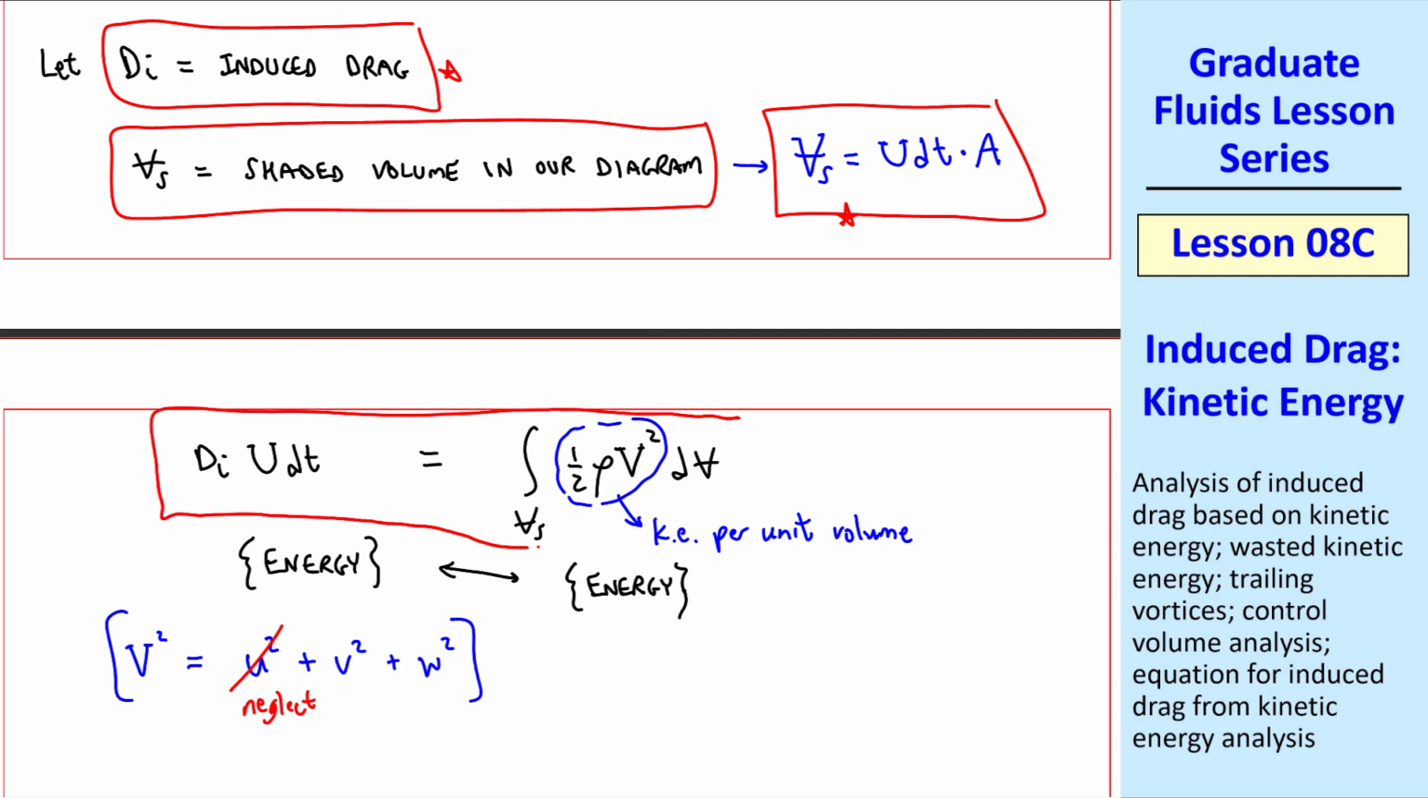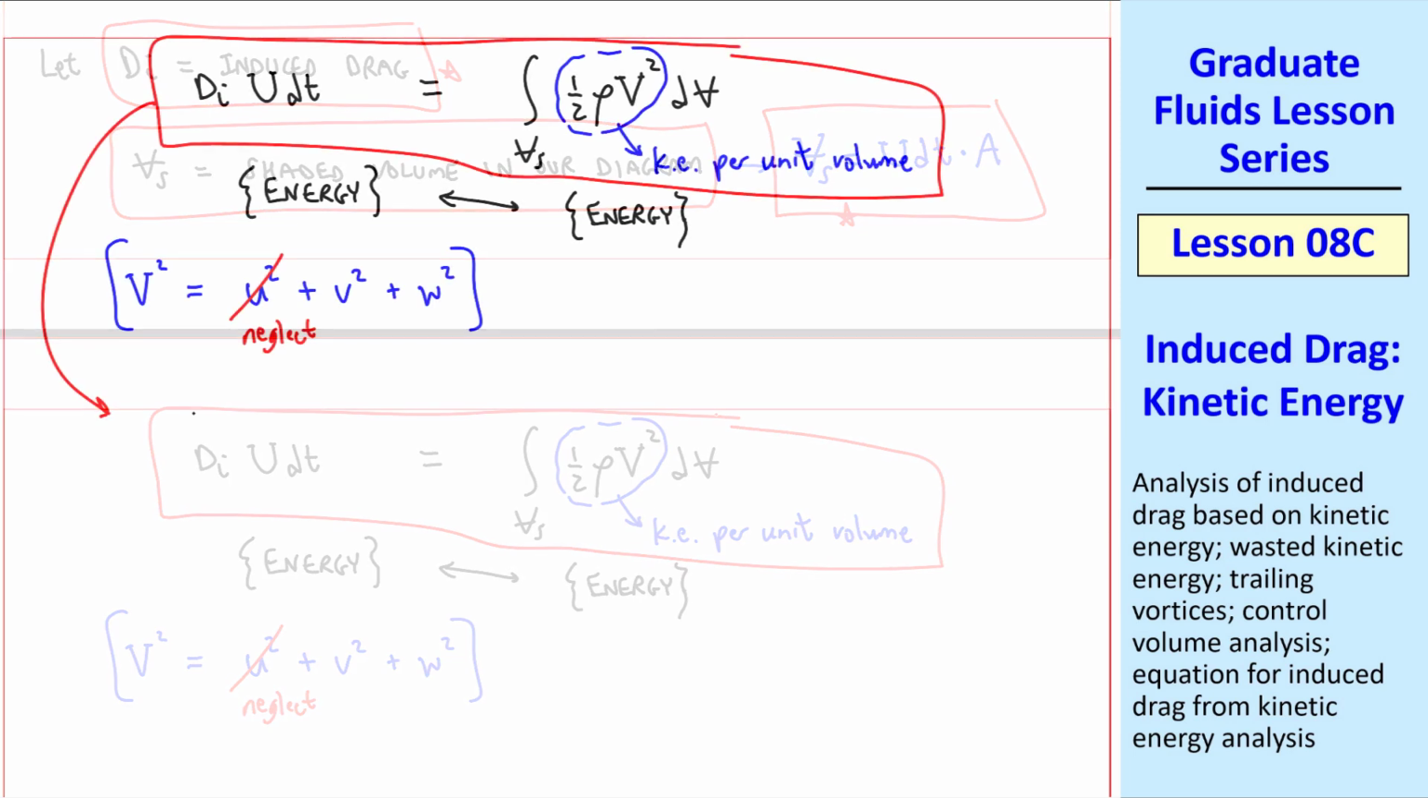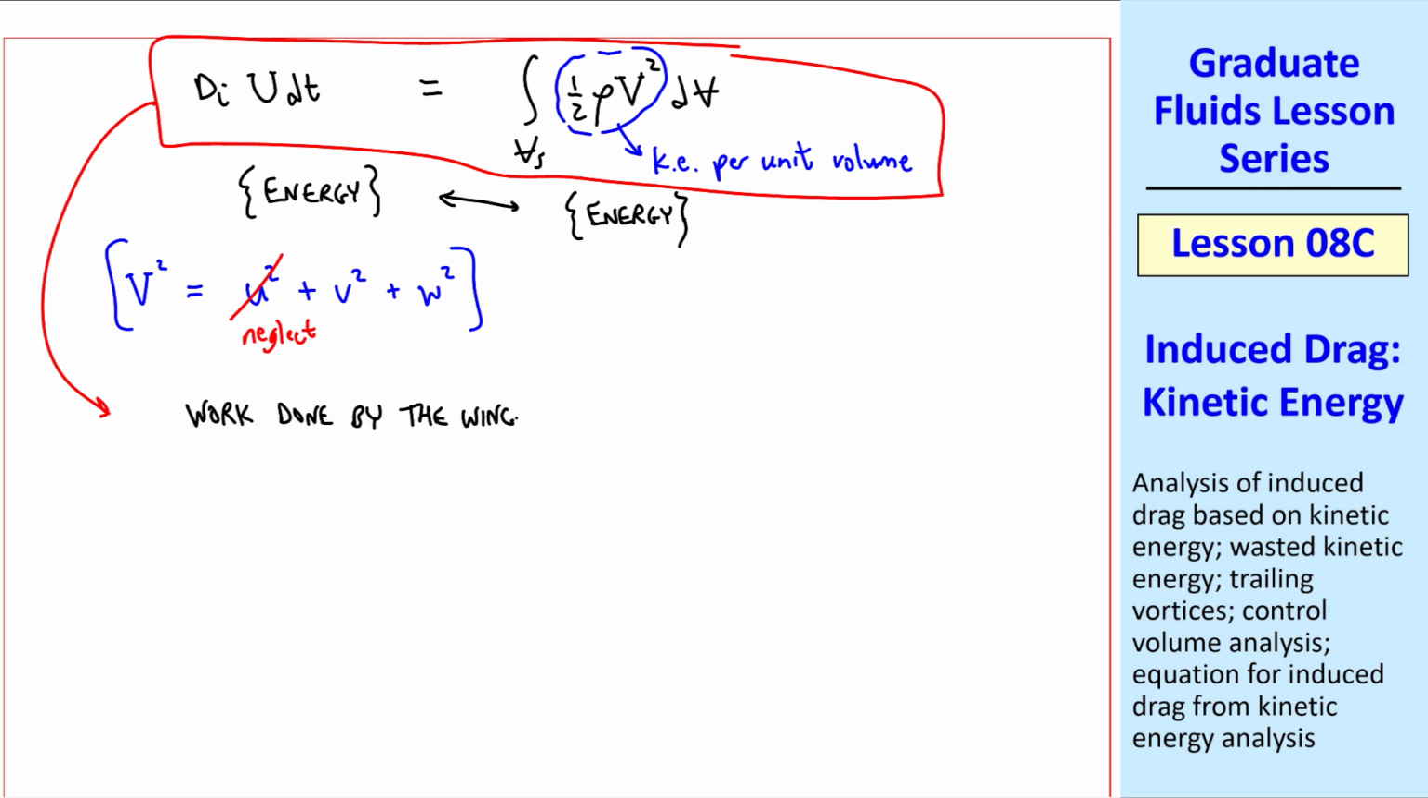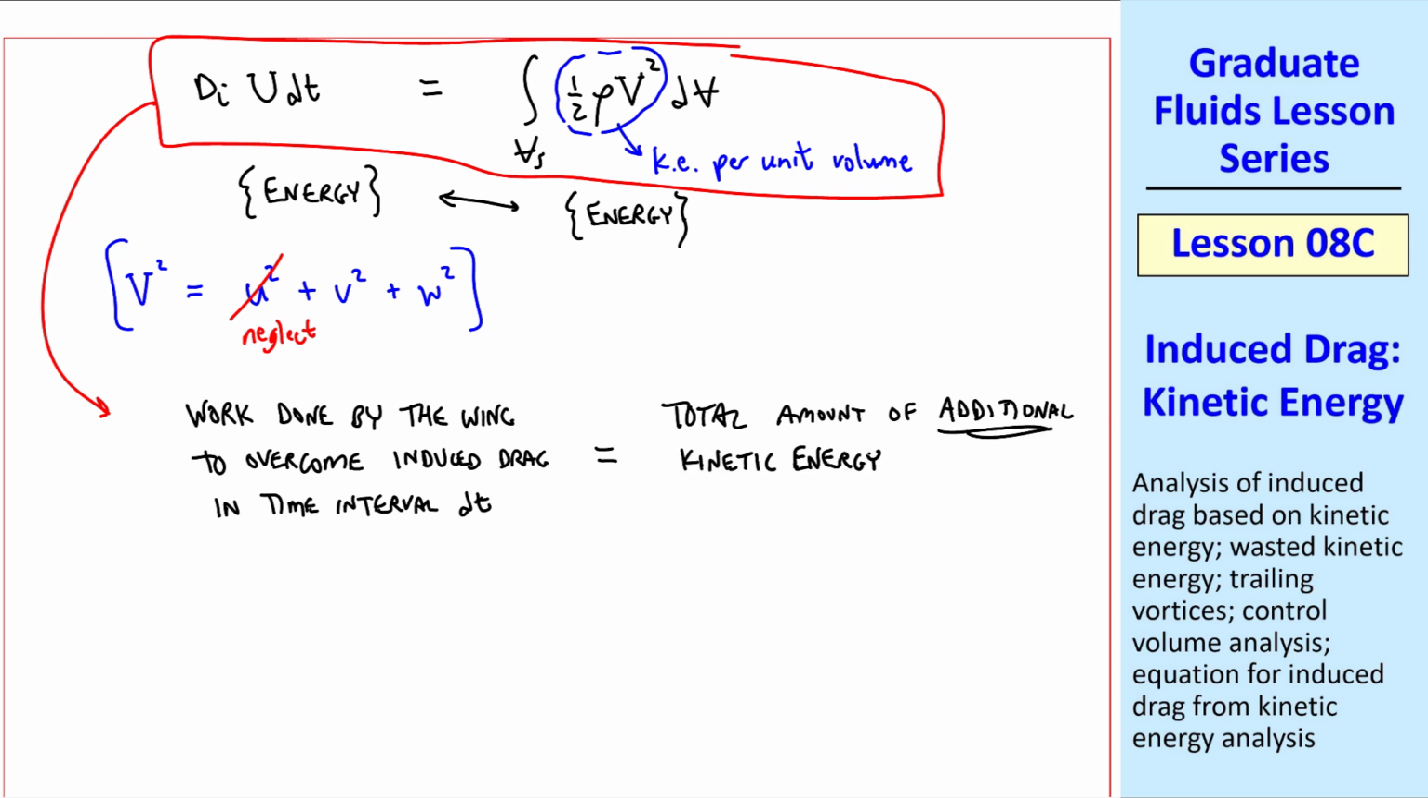Let's examine the terms in this equation. The term on the left is the work done by the wing to overcome induced drag in time interval dt. And on the right side, this is equal to the total amount of additional kinetic energy of the air in the control volume, again in time interval dt. As we already stated qualitatively, through induced drag, the wing is doing work on the air, generating kinetic energy of the air, which is wasted. And it's the induced drag that generates this wasted kinetic energy.